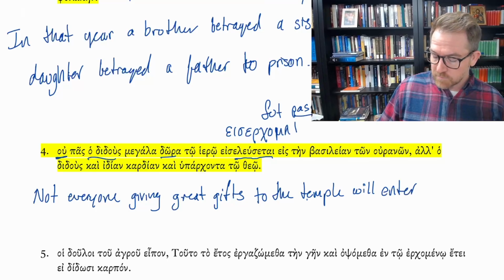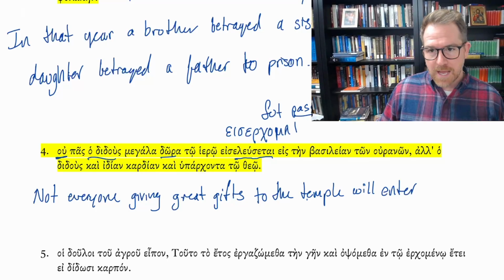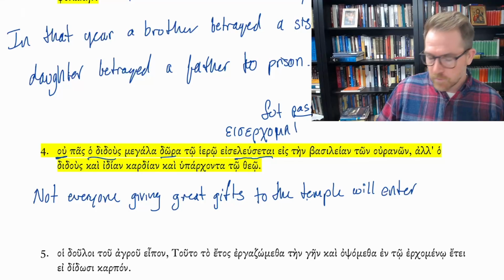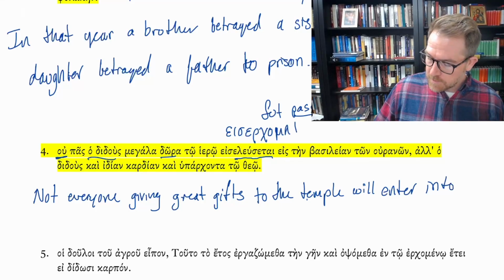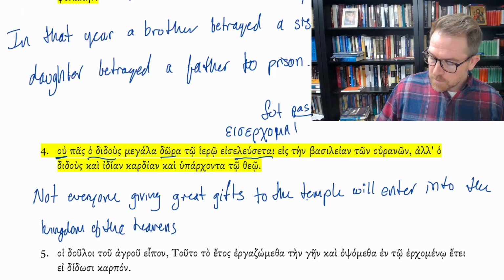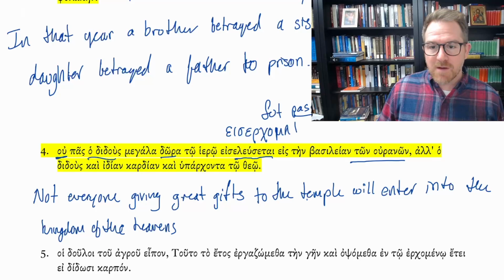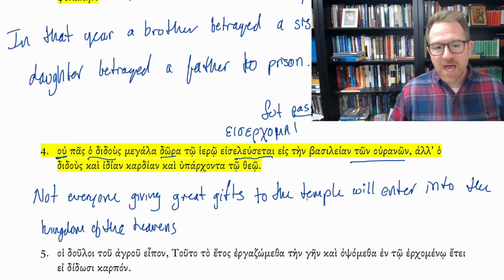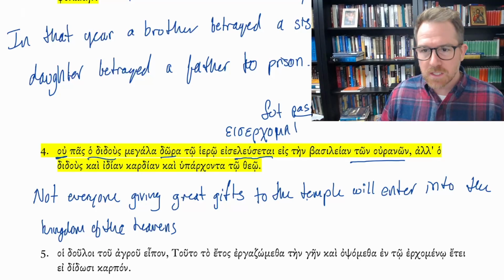It is passive, but this is deponent, so you translate it active. Will enter eis tēn basileian tōn ouranōn, into the kingdom of the heavens. Notably, here we're in Matthew's gospel. This ending is plural, not the kingdom of heaven, but the kingdom of the heavens. Technically, it usually gets translated as the kingdom of heaven.